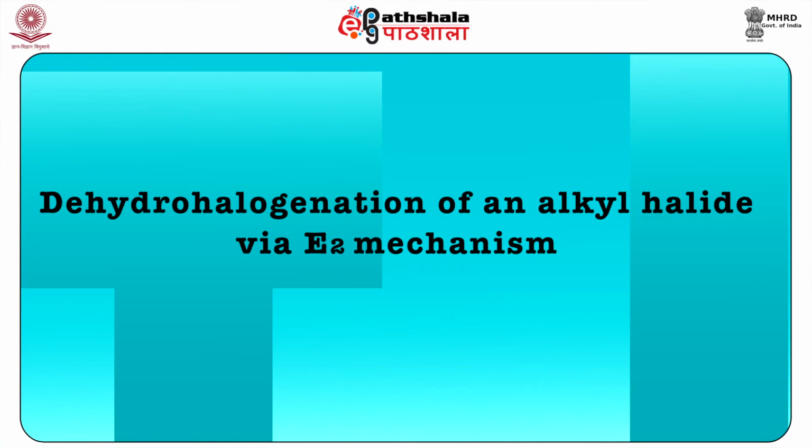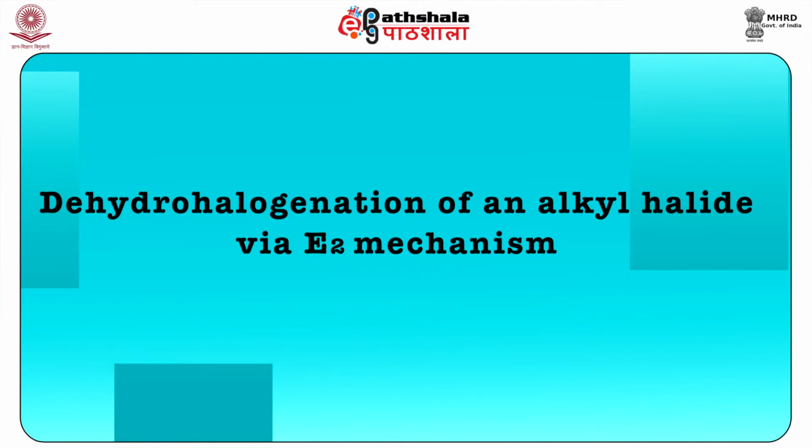Dehydrohalogenation of an alkyl halide via the E2 mechanism. E2 elimination is stereoselective as well as stereospecific in nature. E2 is anti-elimination. Hydrogen and the halogen must be on opposite sides of the molecule, which is anti-periplanar, before the elimination can take place.